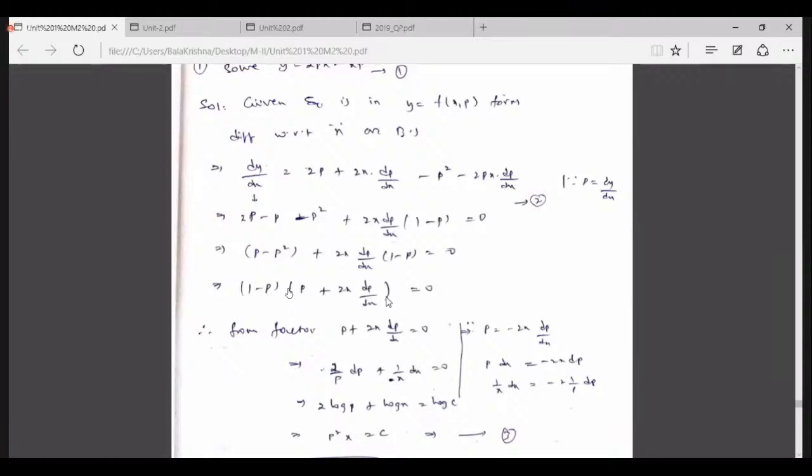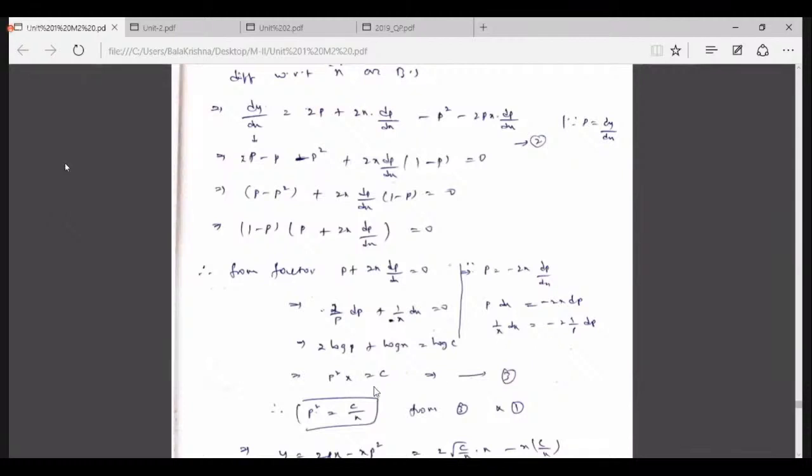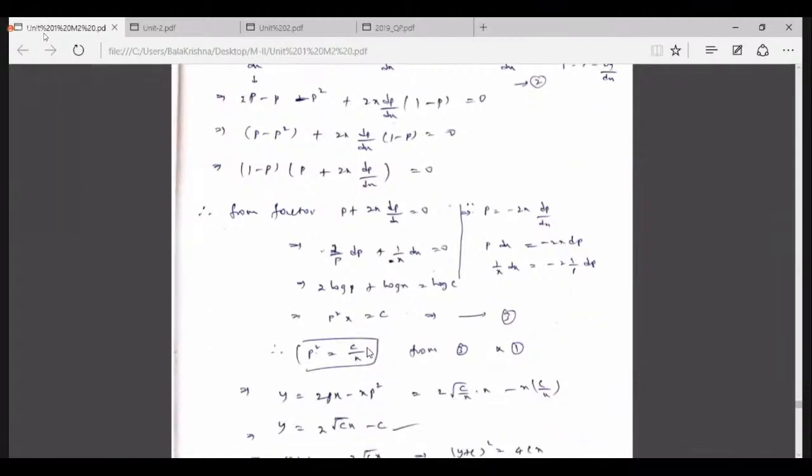So once you express in the form of factors, where you have a factor with dp by dx, such a factor should be considered and the other factor should be neglected over here. Okay, so consider the factor where you have dp by dx terms and neglect the factor which does not include it. So neglect this term and consider this one and solve for p. So once you solve that one, that is p plus 2x dp by dx equal to 0. So p is equal to minus 2x dp by dx. Like that, by variable separable method, if you solve that one, you will have some value like this, where p square is equal to c by x.